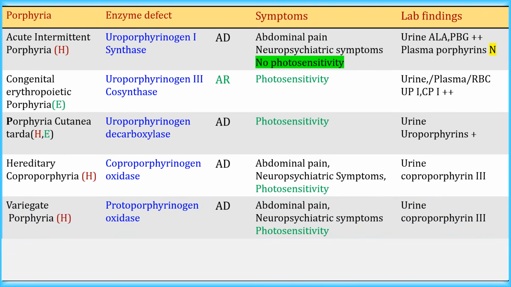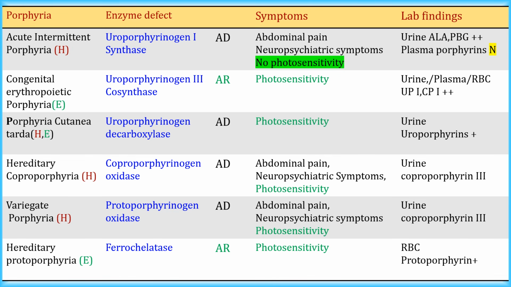Then variegate porphyria, which is a hepatic type of porphyria due to a defect in protoporphyrinogen oxidase. It is also an autosomal dominant condition. The clinical features are abdominal pain, neuropsychiatric symptoms and photosensitivity, and urine also has presence of coproporphyrin III.